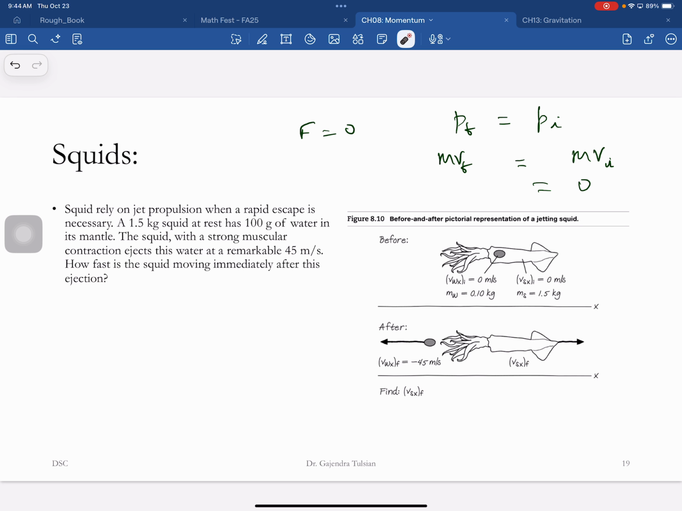And how does the squid survive? It needs to run away faster than the shark. So here's how it gets away. What it does is squirt out this water. You'll see in the problem, this is about 100 grams of water.